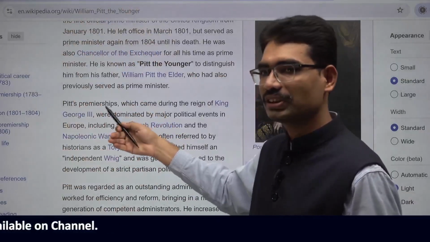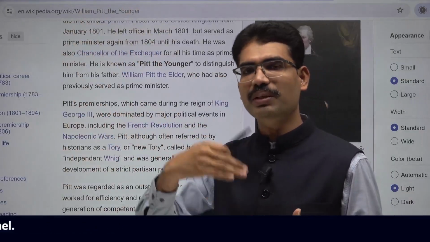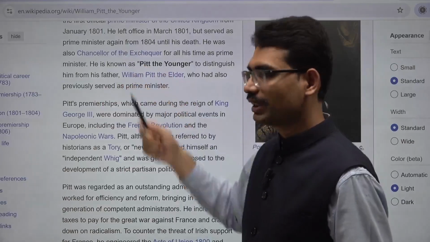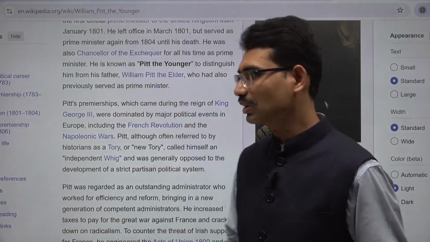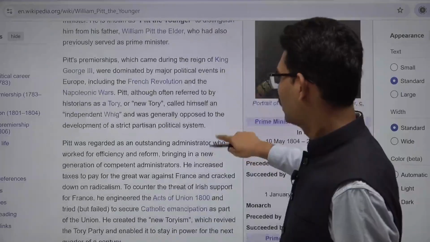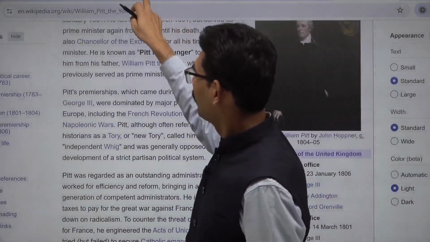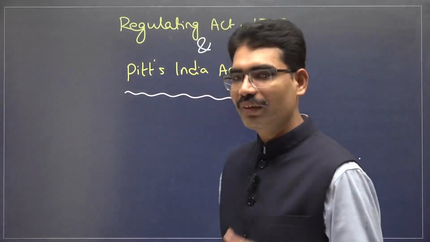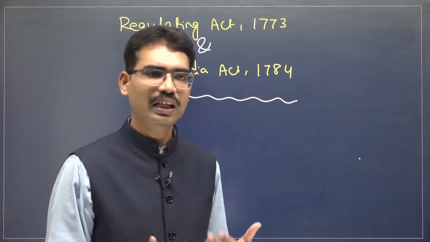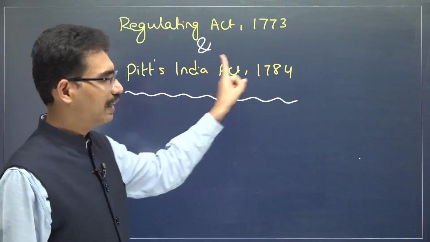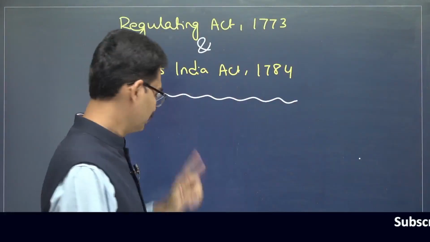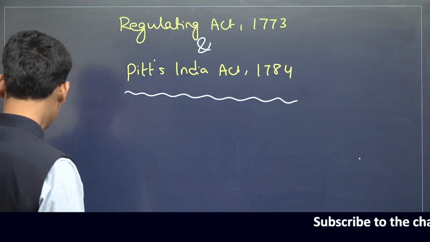Now you see how East India Company officials are becoming so rich. From their families, they are even becoming prime ministers also. All right, this one. Because of him, when he passed the law, that law came to be known as Pitt's India Act 1784. Now, what are the provisions of this?